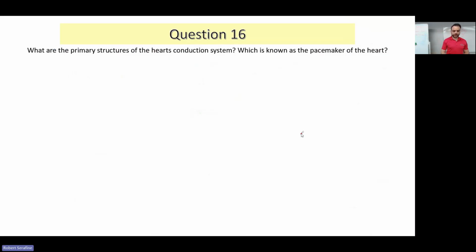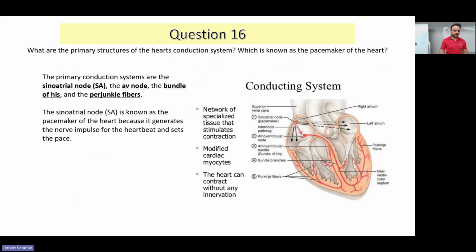So we have a few things. The biggest part of this, as the question asks, what is known as the pacemaker of the heart? Well, the sinoatrial node is known as the pacemaker of the heart. Why? Because this is the chief structure responsible for regulating the contraction of the heart and regulating the beating of the heart. We also have the atrioventricular node, the AV node as it's listed there, the bundles of His and the Purkinje fibers, all assisting with these actions as well.